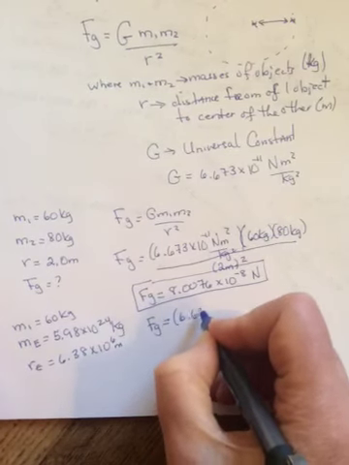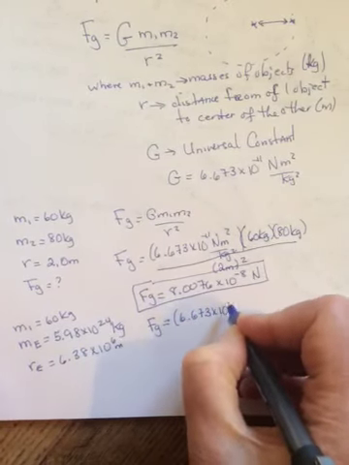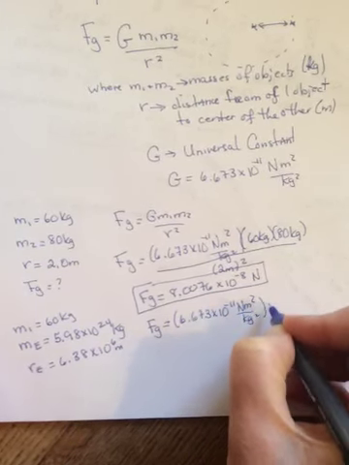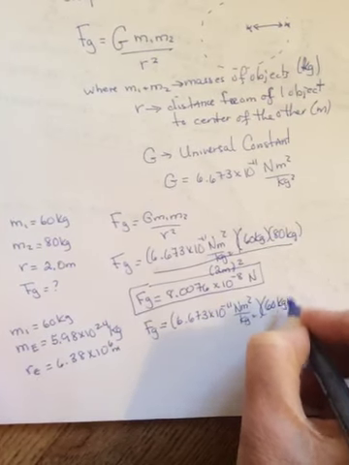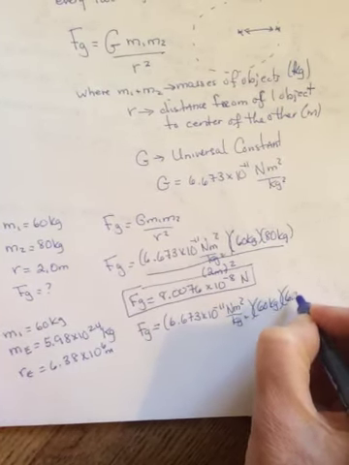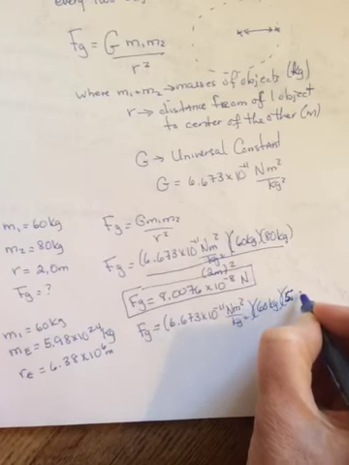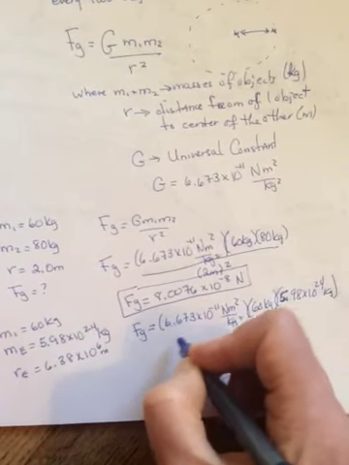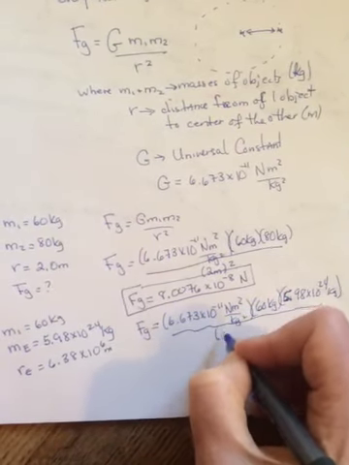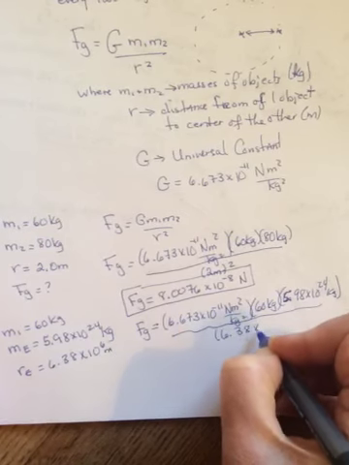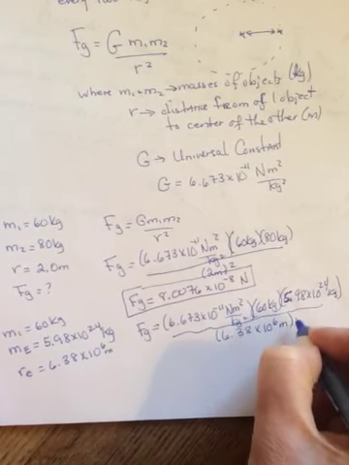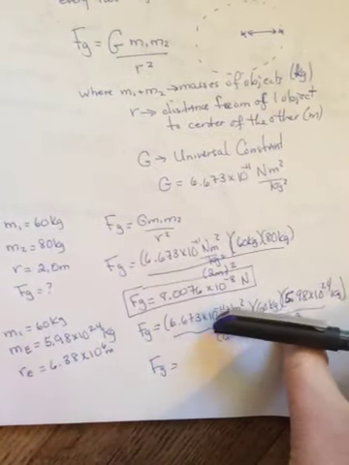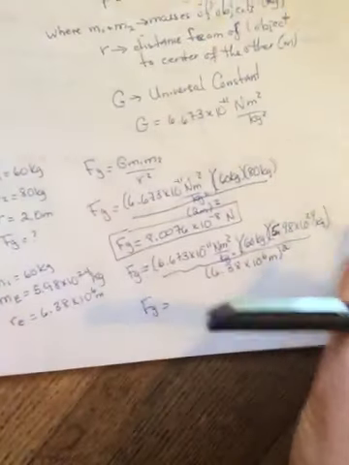So 6.673 times 10 to the negative 11 newton meters squared per kilogram squared times 60 kilograms times 5.98 times 10 to the 24th kilograms, significantly heavier than you and I, divided by 6.38 times 10 to the 6th meters squared. Okay? So take a second and punch this in your calculator and see what you get. You can pause the video while you're doing that.